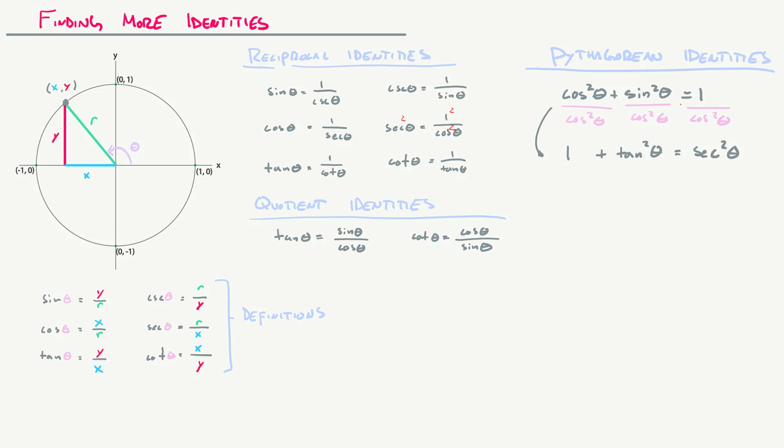Same thing could be said for the tangent, right? Sine squared over cosine squared is sine over cosine, quantity squared, which is tangent quantity squared, or tangent squared theta. And then here, cosine squared divided by cosine squared is just 1. That's another Pythagorean identity: 1 plus tangent squared theta is equal to secant squared of theta. You can also divide by sine squared theta from the original one to generate this one: cotangent squared theta plus 1 is equal to cosecant squared theta.